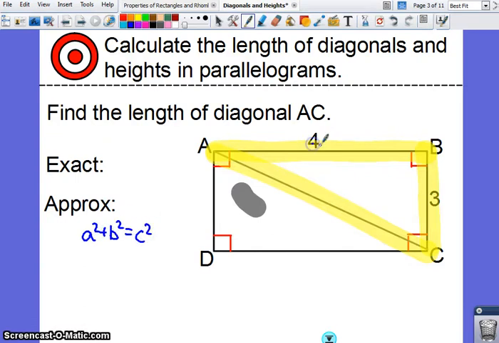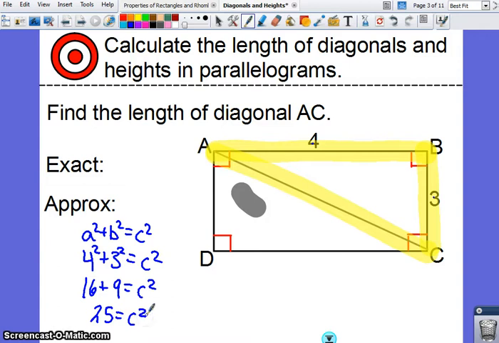In this case, my a and b are 4 and 3 because those are the legs, because they're on each side of my right angle. So that gives me 4 squared plus 3 squared equals c squared. So that is 16 plus 9 equals c squared. That would be 25 equals c squared. Don't forget that to get rid of the squared, you take the square root. Well, it happens to be that the square root of 25 comes out even, so c is equal to 5. So the length of my diagonal in this case is 5.